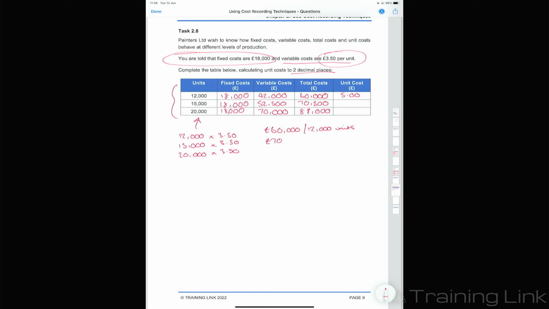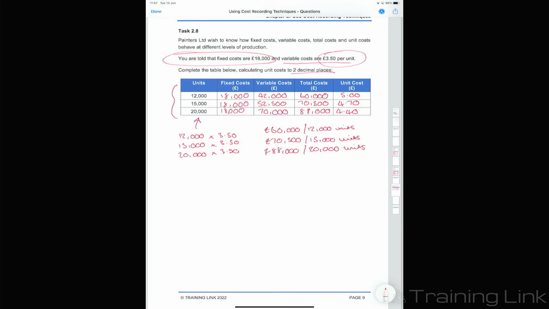Then we can do 70,500, and we can divide that by 15,000 units, and that should give you a unit cost of £4.70. And then finally 88,000 divided by 20,000 units should give you a unit cost of £4.40. So notice that with the more units that are produced, the less that the unit cost is.